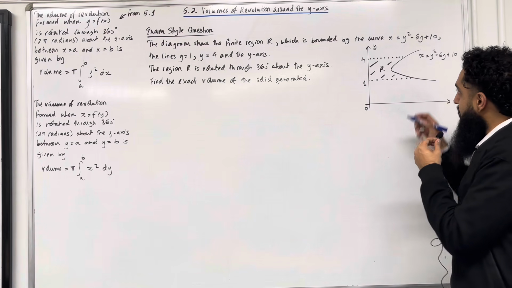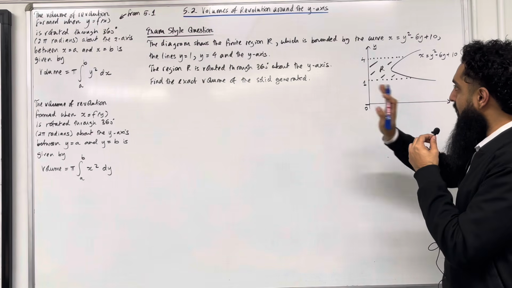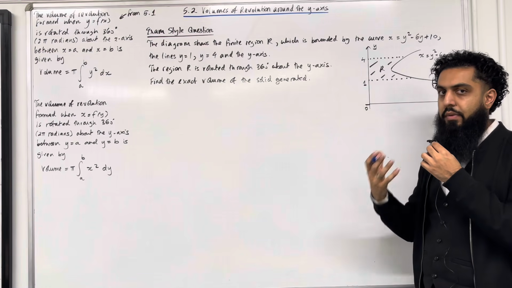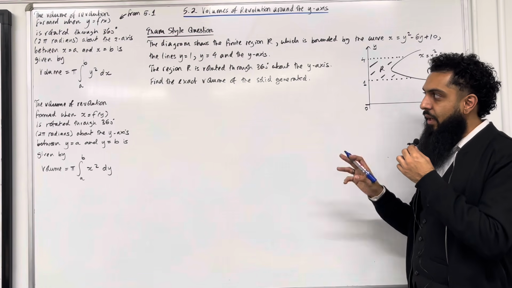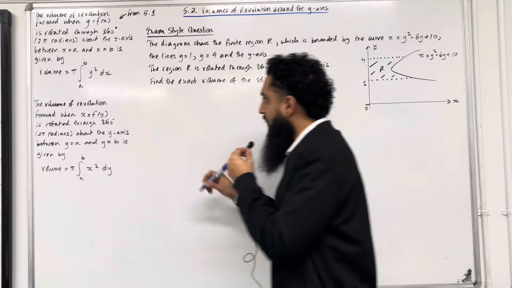So I can sort of imagine taking the curve x equals y squared minus 6y plus 10 and spinning it 360 degrees about the y-axis. It will create a solid of revolution. Find the exact volume of the solid generated. So let's have a look at the solution.